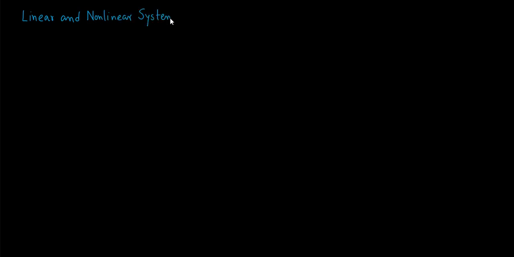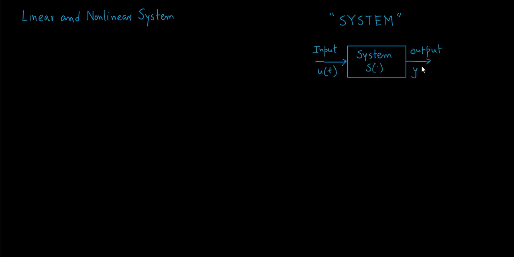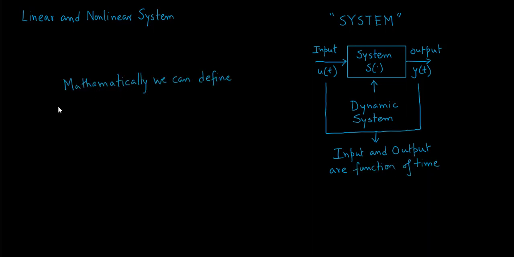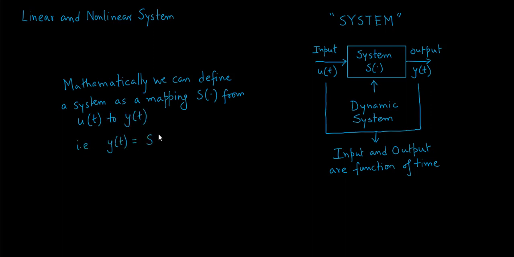To understand the concept, we first need to understand what a system is. A system is a collection of objects that is under study, to which we give an input u of t and get an output y of t. This is typically known as a dynamic system, in the sense that it essentially deals with variables like input and output that are functions of time. Mathematically, we can define a system as a mapping S from u of t to y of t. That is, y of t equals S of u of t.